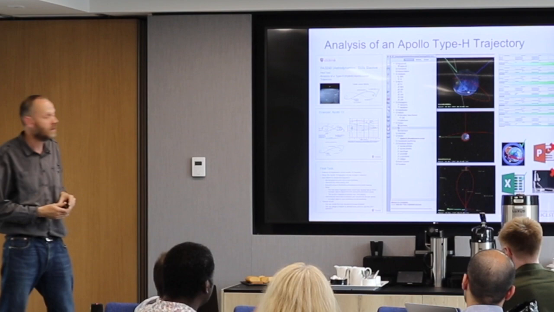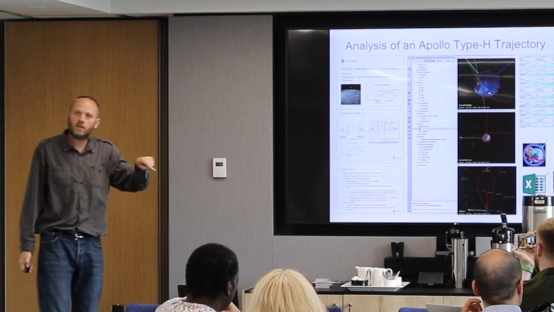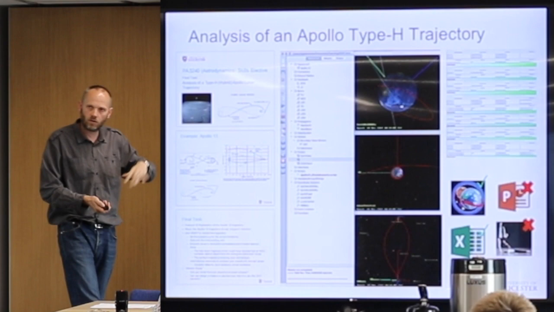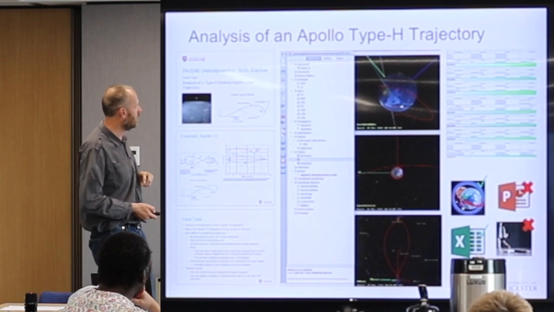These are the trajectories which departed from free return and then allowed the Apollo program to access different regions of the moon. That's exactly what they did. Several groups got the full solution, including correct splashdown dates.